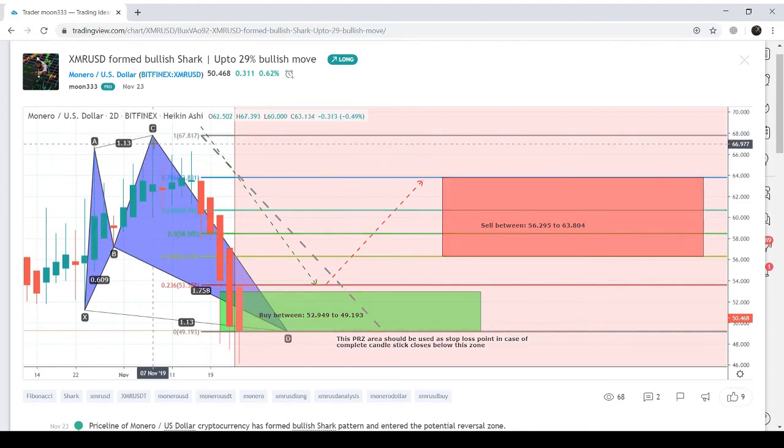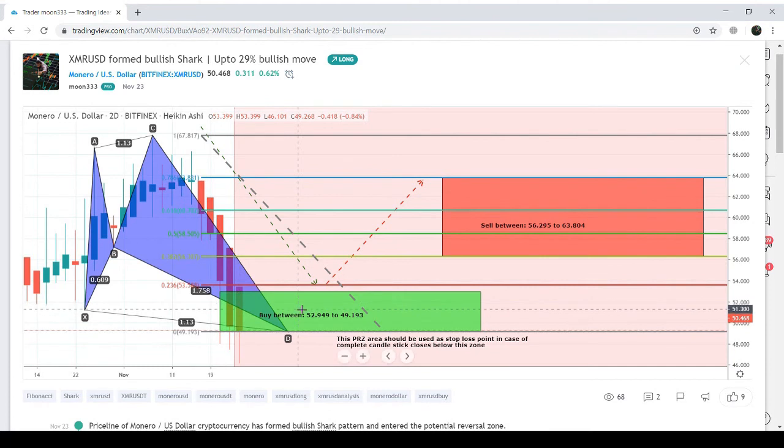Because we have all the legs driven perfectly as required for the Shark pattern, there is a little bit of difference, and I've just ignored that. Sometimes we have to ignore it if we have the complete pattern driven perfectly. We can see the bottom of this potential reversal zone is performing a very strong support role. So far we have 1, 2, 3 spikes beyond this potential reversal zone, but the price action has moved up again and is now moving within it.